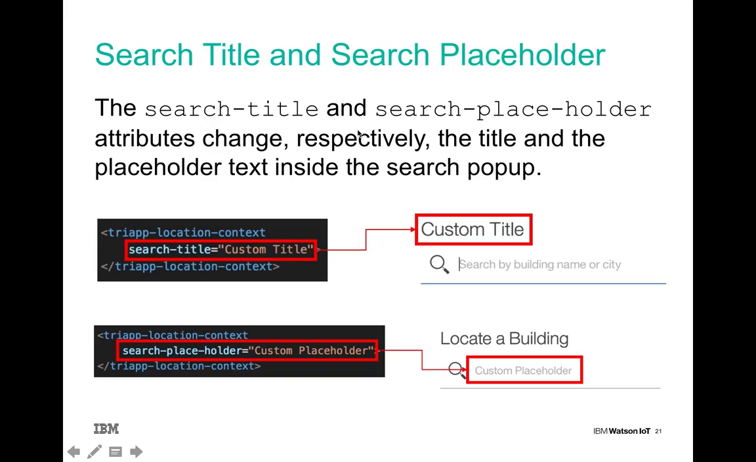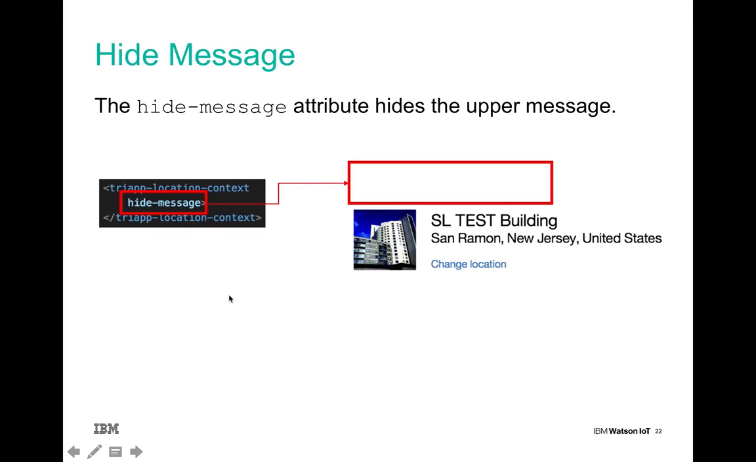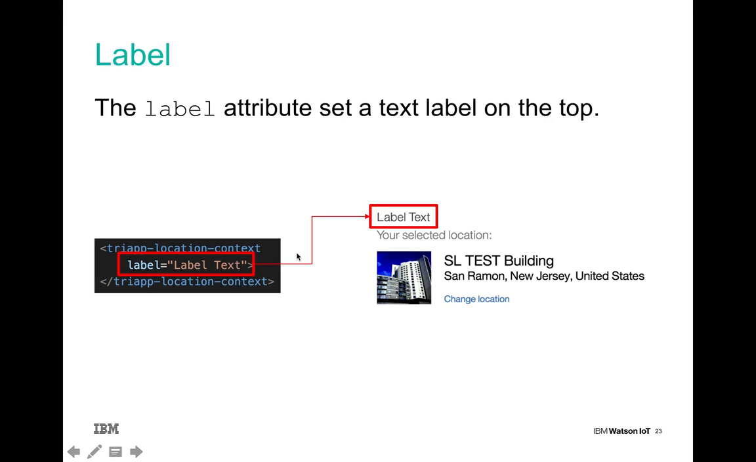The search title and the search placeholder attributes change, respectively, the title and the placeholder text inside the search pop-up. The hide message attribute hides the upper message. The label attribute sets a text label on the top.